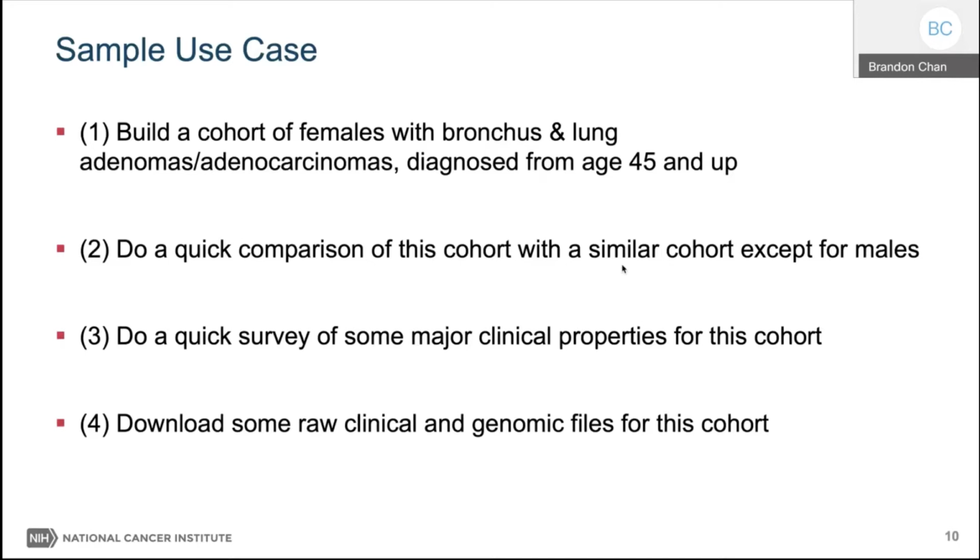What are some of the trends? What are some of the clinical properties that come up in cohorts of this nature? So what we're going to do is build that cohort specifically in the portal. Then we'll do a very quick comparison of that cohort with a similar cohort except for males. We'll do a quick survey of some of the major clinical properties for that cohort. And then finally, we will download some raw clinical and genomic files and show you how that is done.